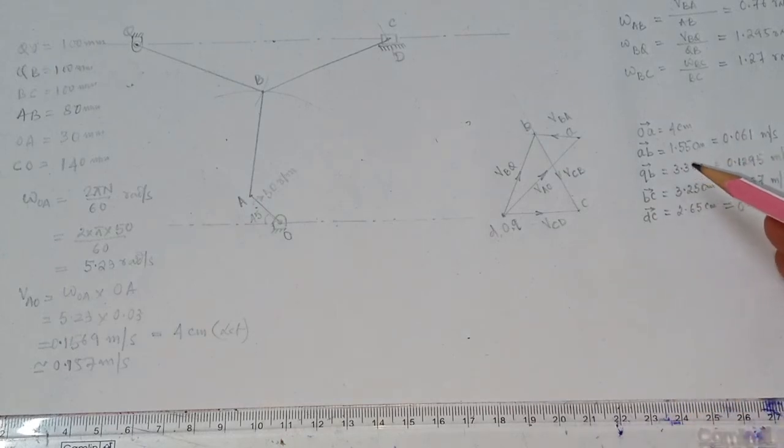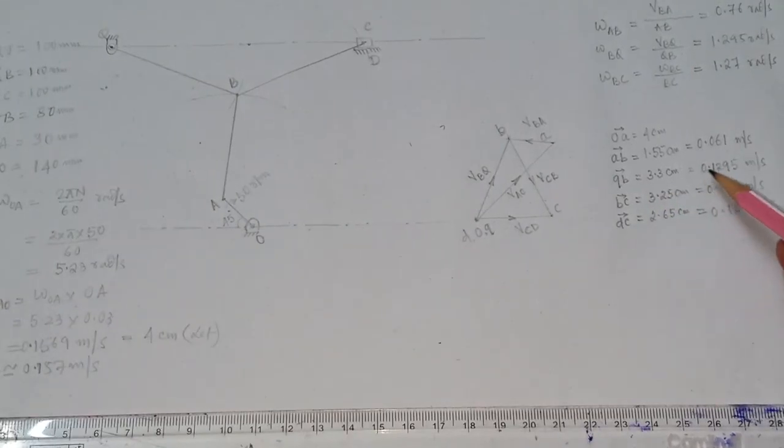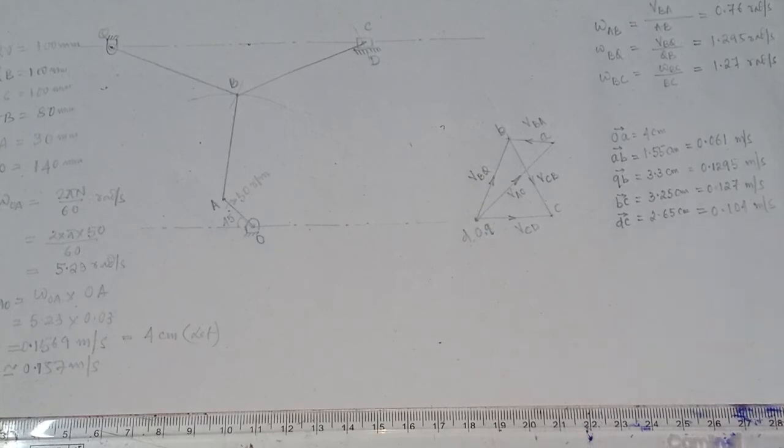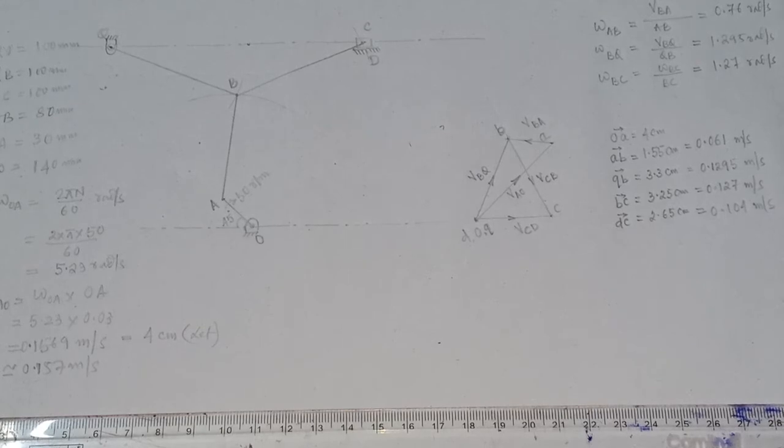then 1.55 centimeter will be 0.061 meter per second, 3.3 will be 0.1295 meter per second, approximately 0.13. Then 3.25 will be 0.127 meter per second, and in the same way 2.65 will be 0.104 meter per second.